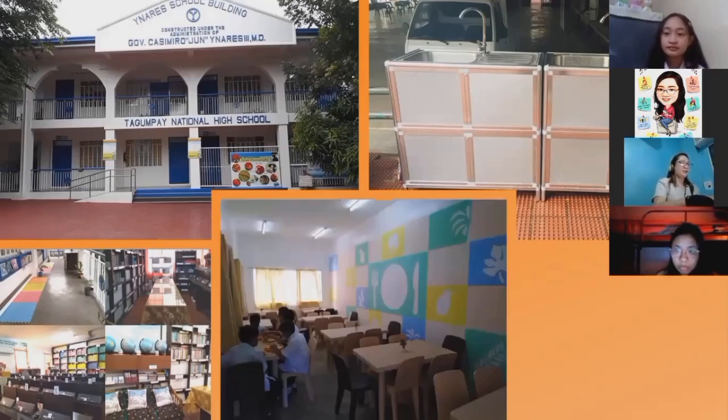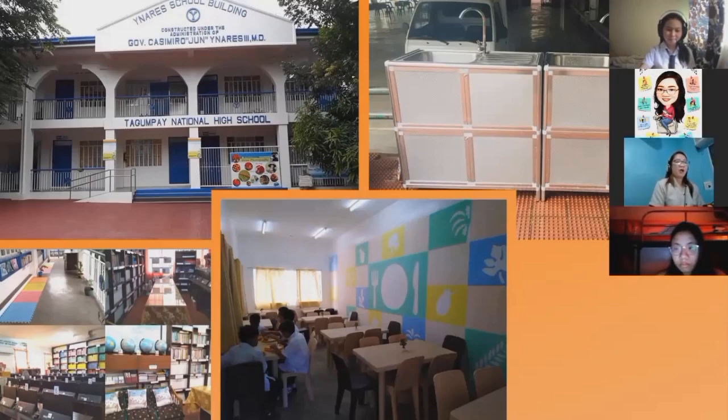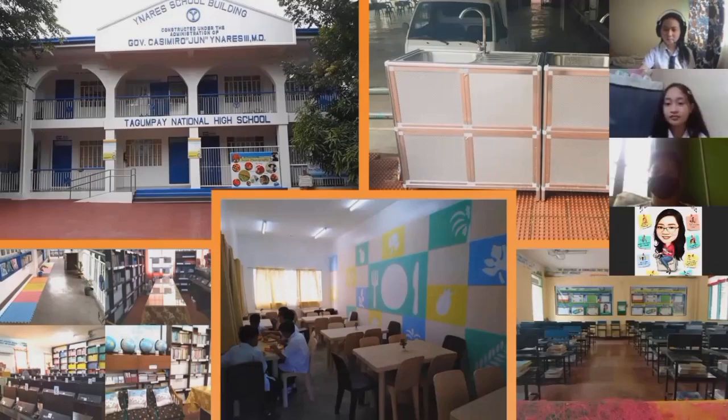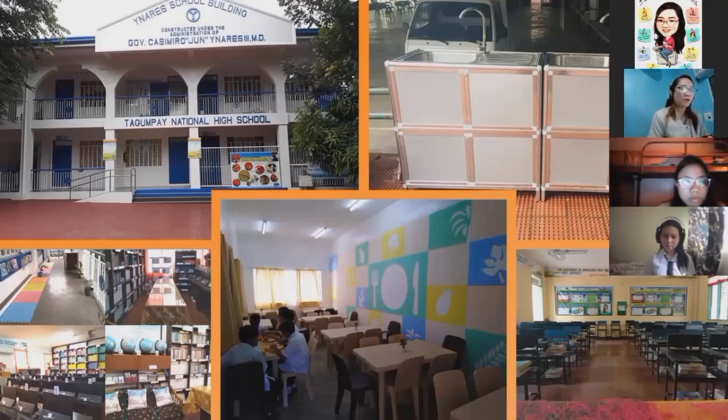Okay, and next, another picture. Jillian. Canteen po. Okay, our school cafeteria or the canteen. Very good. And last picture. Jeff? Ma'am, school classrooms po. Okay, school classroom. This was the classroom of grade 8 and grade 7 laboratory, to be exact.